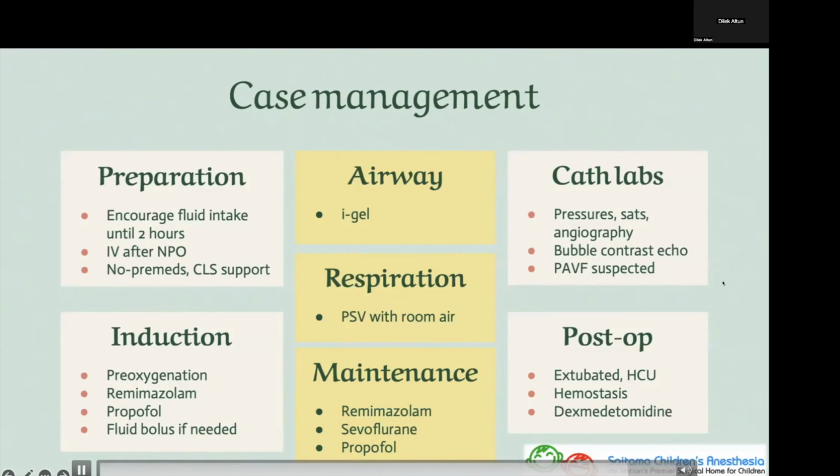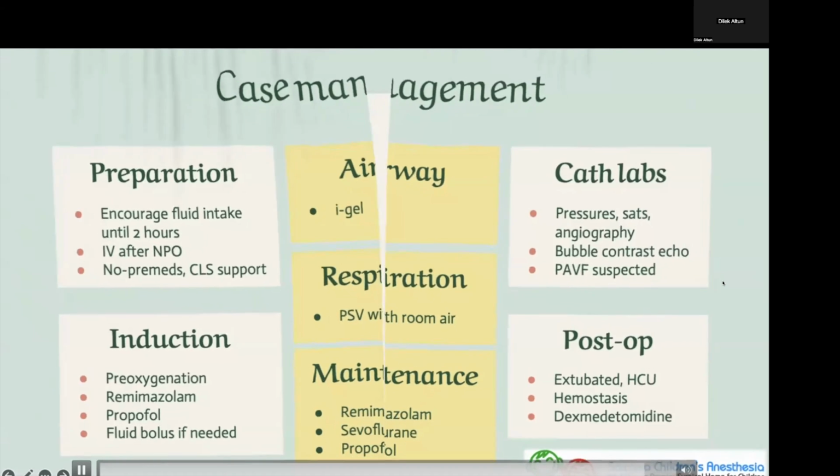During the Cath Lab exam, the cardiologists conducted pressure studies, oxygen saturation measurements across different portions of the cardiovascular system, and performed angiography. A bubble contrast echocardiogram was also done to evaluate for pulmonary arteriovenous fistulas, which were suspected in this case. Postoperatively, the patient was extubated and transferred to the high care unit with hemostasis under control. Dexmedetomidine was used for postoperative sedation to ensure a smooth recovery.